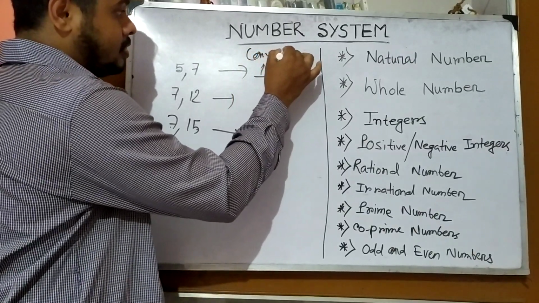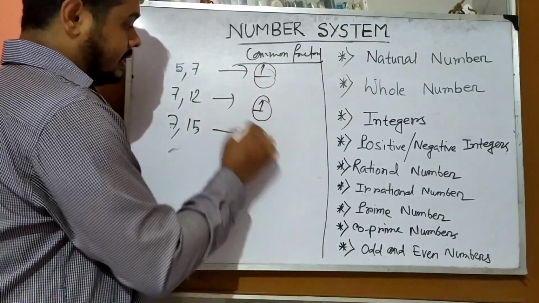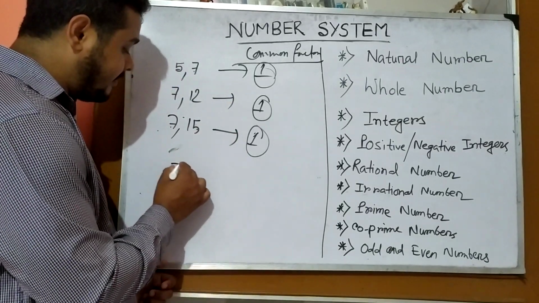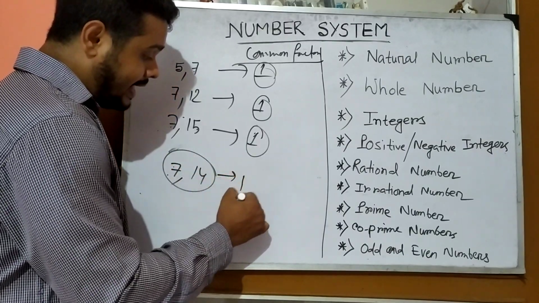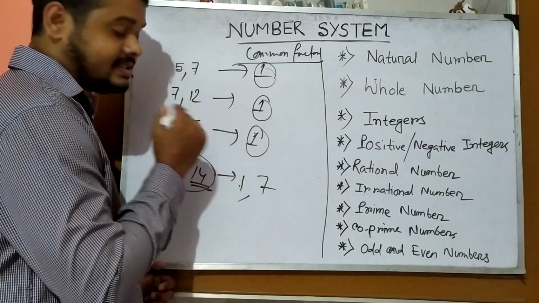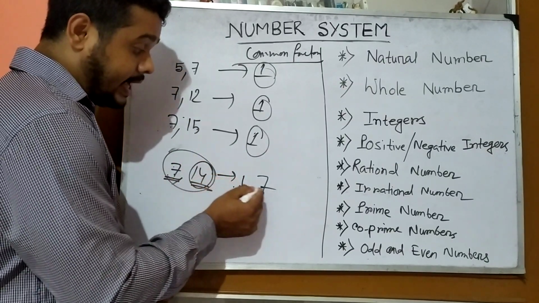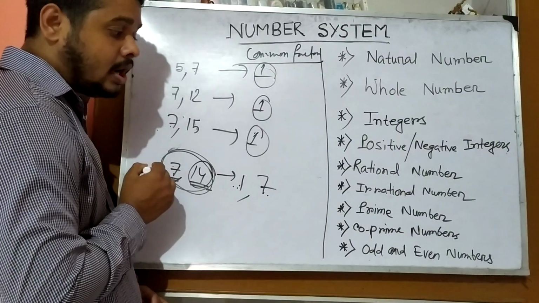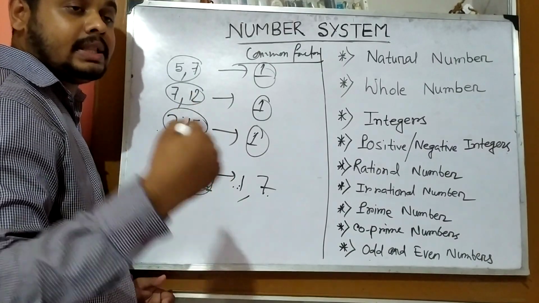If only one common factor is there, that is 1, then these numbers are called co-prime. And what are the not co-prime? Suppose 7 and 14. They have a common factor 1 as well as 7, because both numbers are divisible by 1 and 7. 7 is divisible by 1 as well as 7. 14 is divisible by 1 as well as by 7, because 7 twos are 14. So these two numbers are not co-prime, but those numbers which have only one common factor are called co-prime to each other.